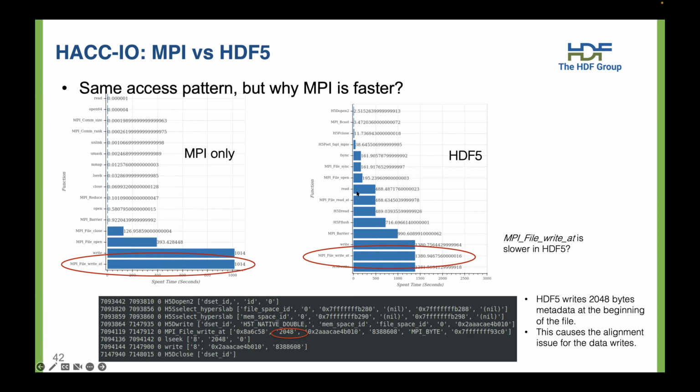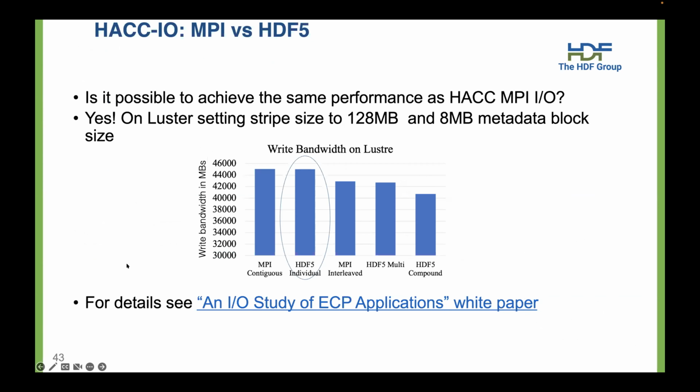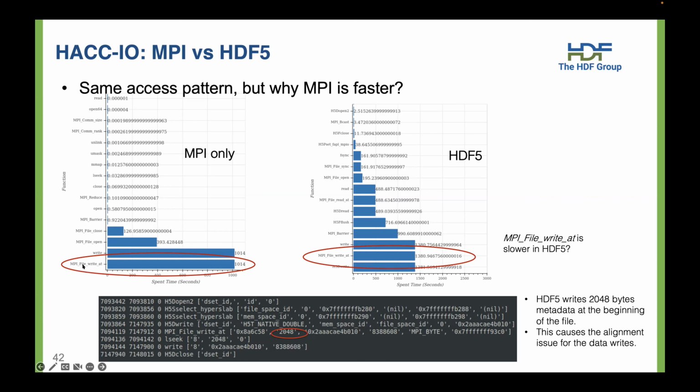So sometimes you get better write speed. So here you can see that with MPI-IO only, it spends a lot of time in the MPI write at call, the actual write call, whereas if you're using HDF5, it also spends the same amount of time in the MPI write call. So what we found is, well, why was MPI-IO only without HDF5 still faster than HDF5?